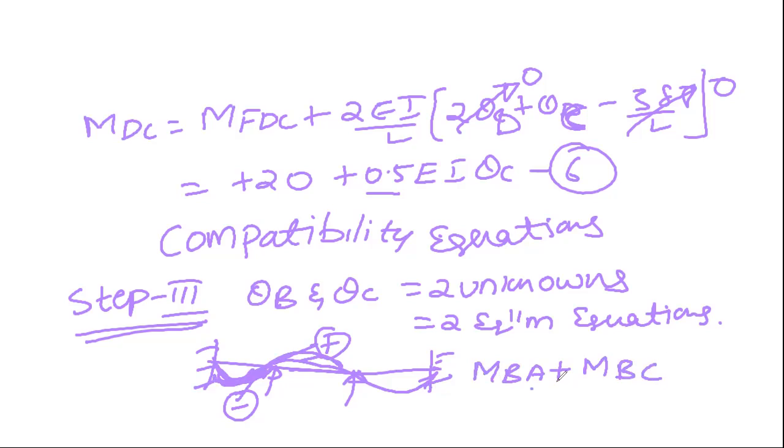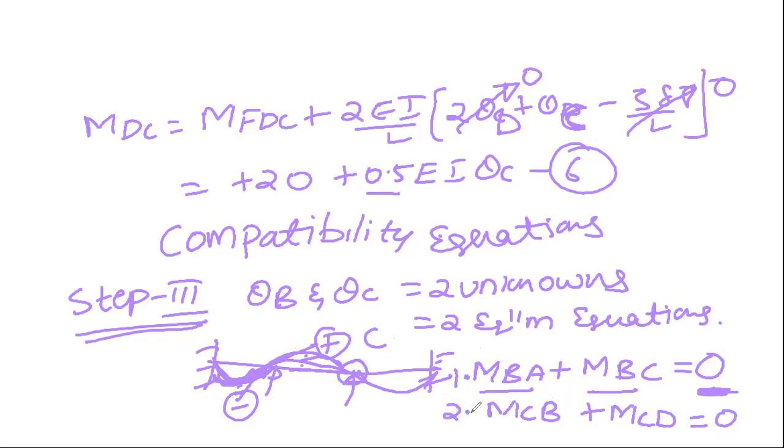So MBA plus MBC must be equal to 0. Why am I writing this 0? This is the equilibrium position, in order to avoid these deformations. So MBA plus MBC should become 0. Once these deformations are nullified, our structure is said to be in equilibrium. Similarly, this structure is going to deform at C. At C the adjacent left span is MCB and the right span is MCD, and again this must be equal to 0. So these are the 2 equilibrium equations.